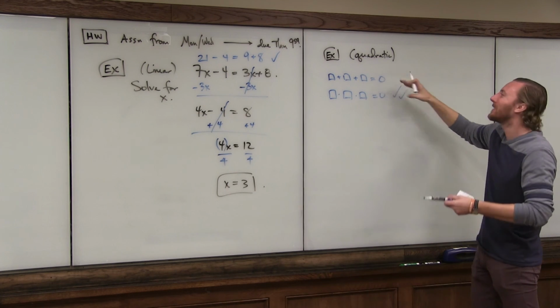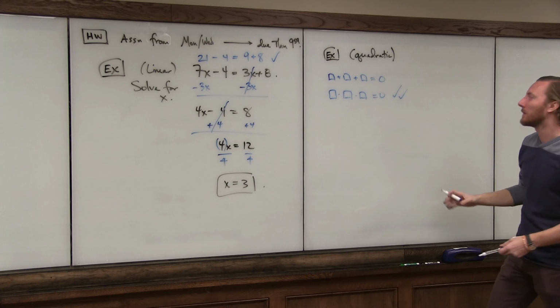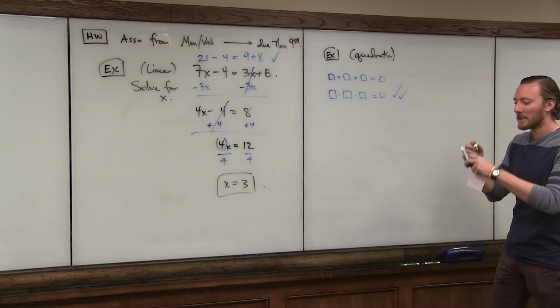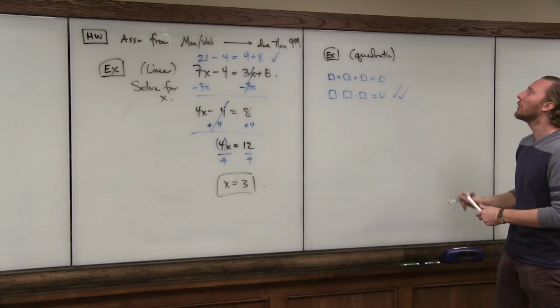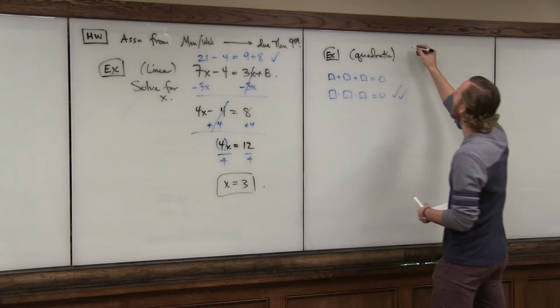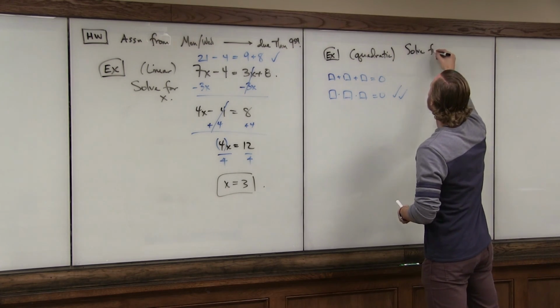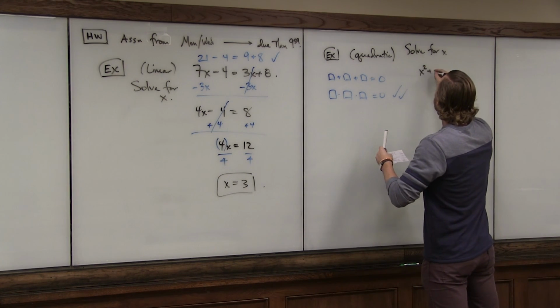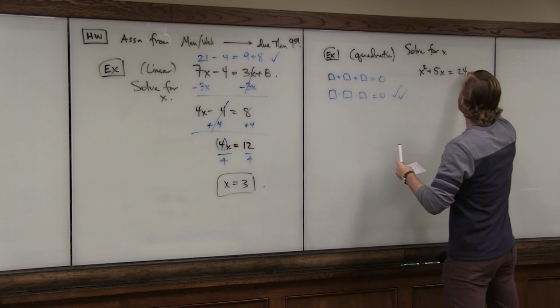Additive statements equal to 0, infinitely many possibilities. Multiplicative statements equal to 0, one of those factors has to be 0. That's huge. So to exploit that, in the case of a quadratic, let's try to solve for x. And let's look at the situation: x squared plus 5x equals 24.